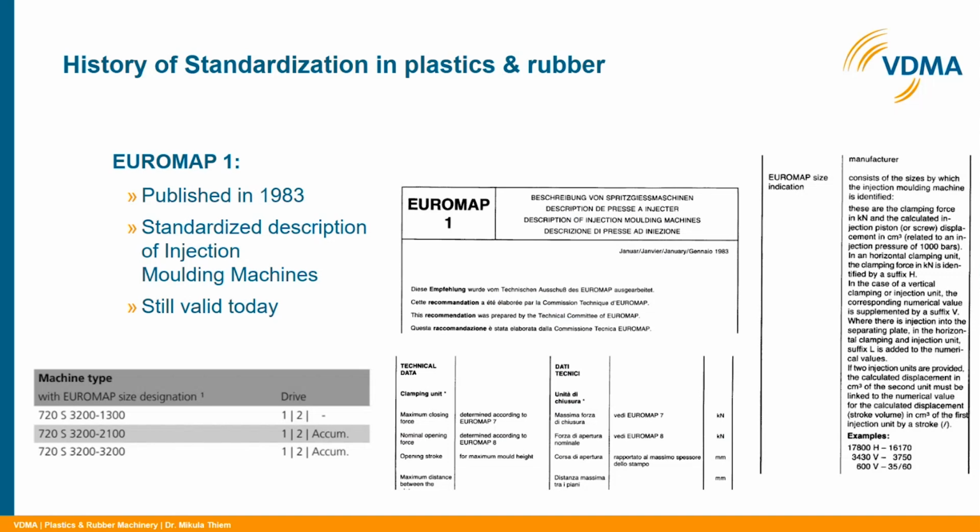Here you can see an extract from an Arburg technical data sheet. There you see that with the machine name, there is also the EUROMAP size designation, which shows that this specification is still valid and used even today.